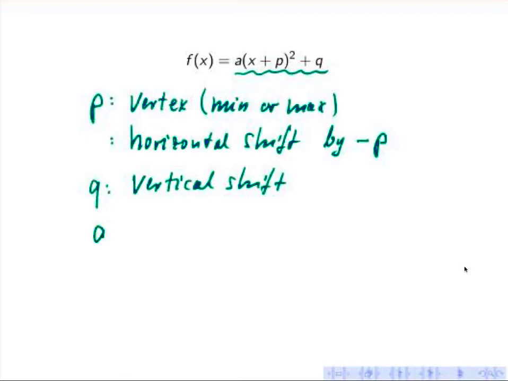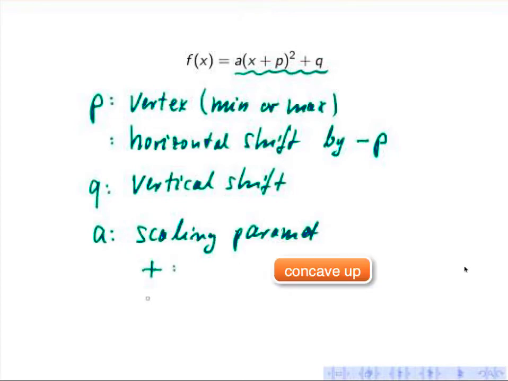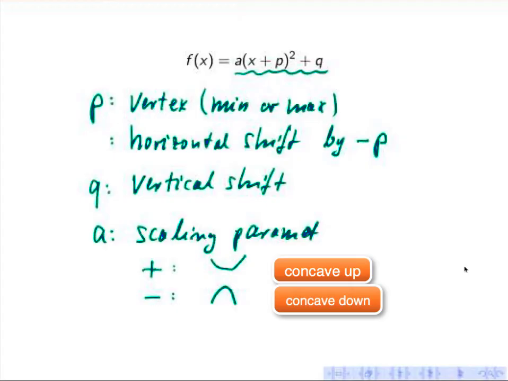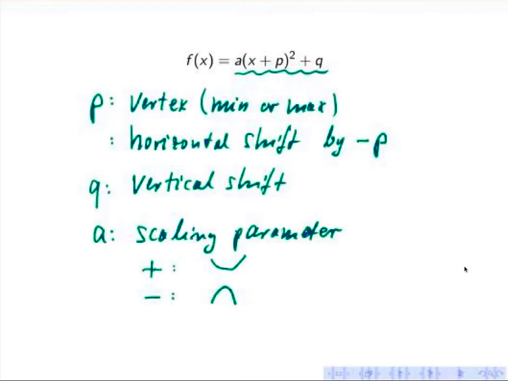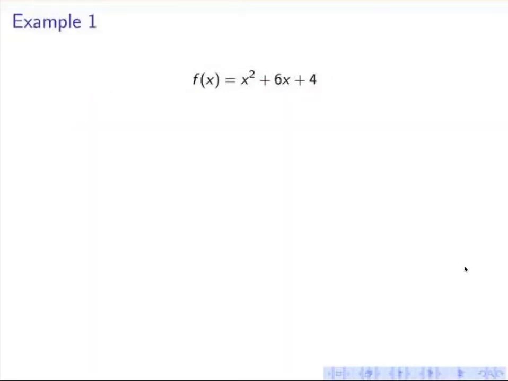And then a is a scaling parameter, which tells you how wide the parabola is. Also, if it is positive, you have a concave up parabola. If it is negative, you have a concave down parabola. Concave up is something like this, concave down is something like this. Of course, this relates to the leading order term, which I talked about in a different video. Good. So let's do some examples. It will be much clearer there.